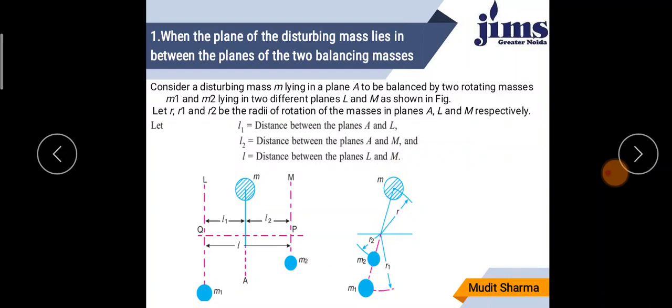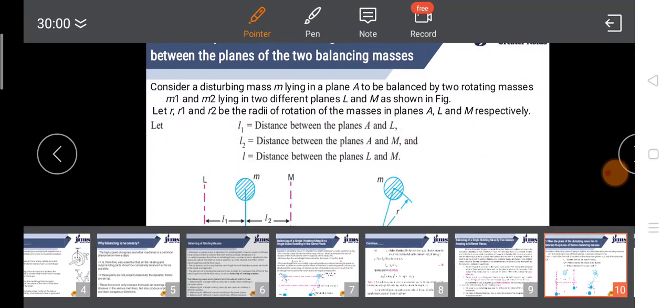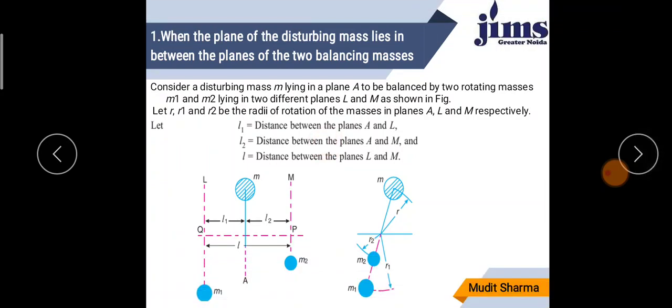Okay, what are L1, L2 and L? L1 is the distance between the plane A and L. You can see in this figure, this one is A, this one is L, so the distance between both. Similarly, L2 is between A and M, and L is the distance between plane L and M. I hope you will understand.